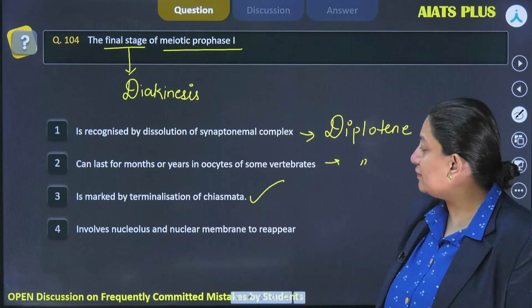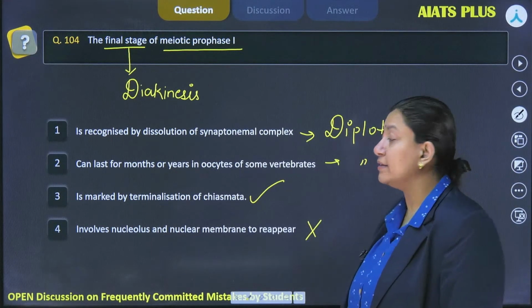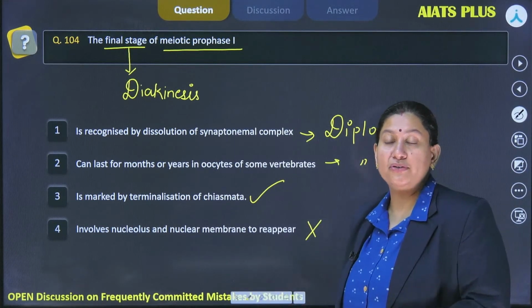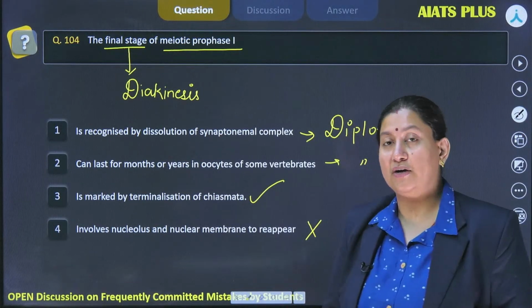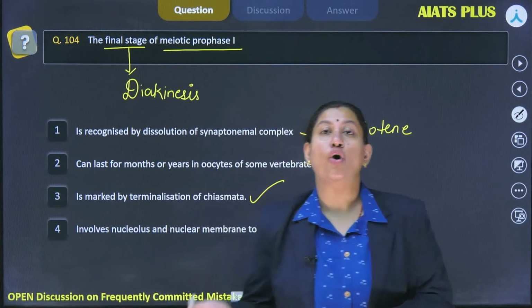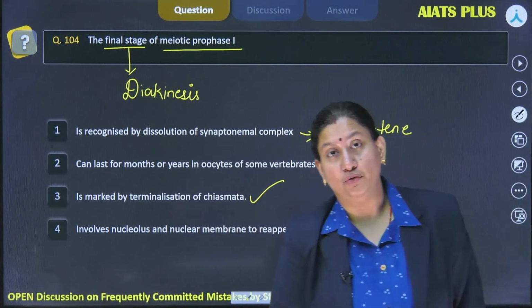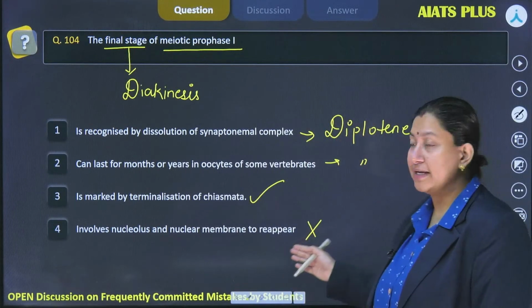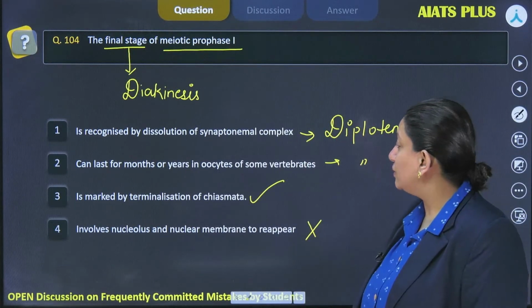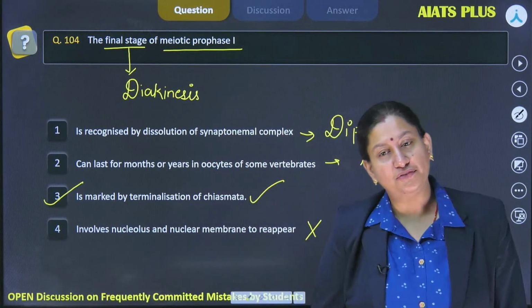Then fourth says involves nucleolus and nuclear membrane to reappear. Again incorrect, because this reappearance is a feature of telophase. We are going to see this both in telophase 1, in telophase 2, and also during the mitotic telophase as well. So this is again incorrect. So the correct answer for the particular question, the final substage marked by the terminalization of chiasmata.